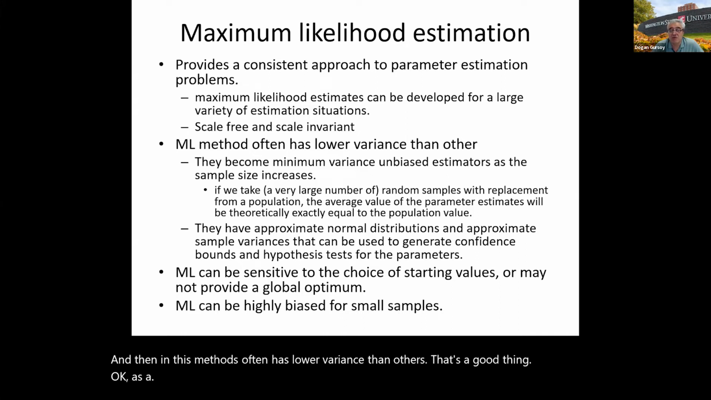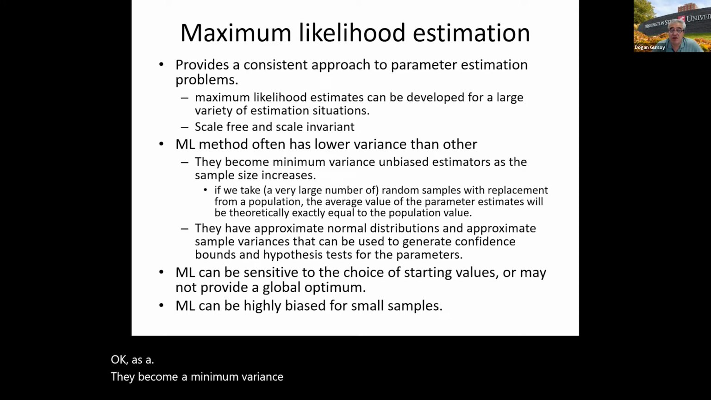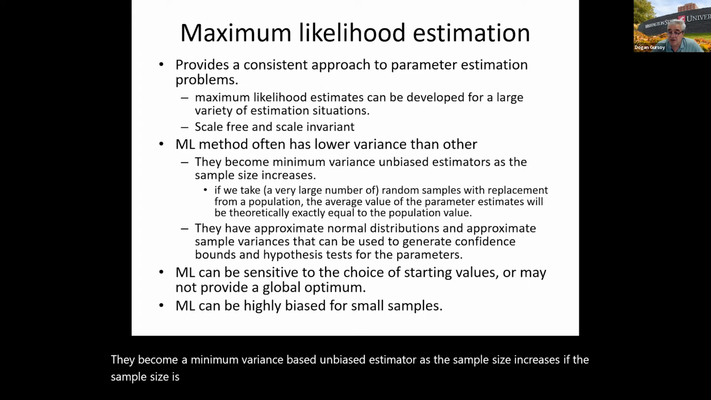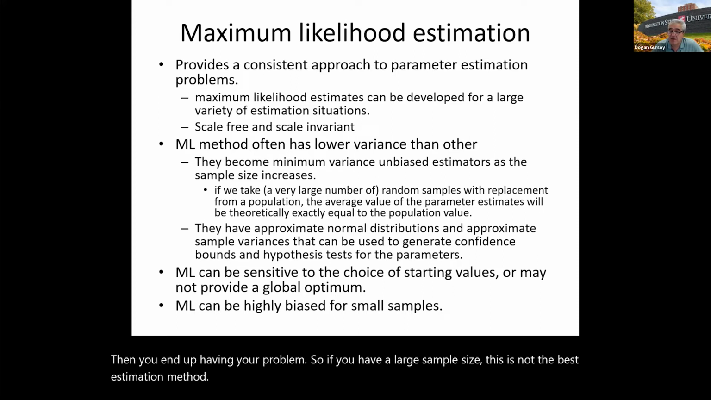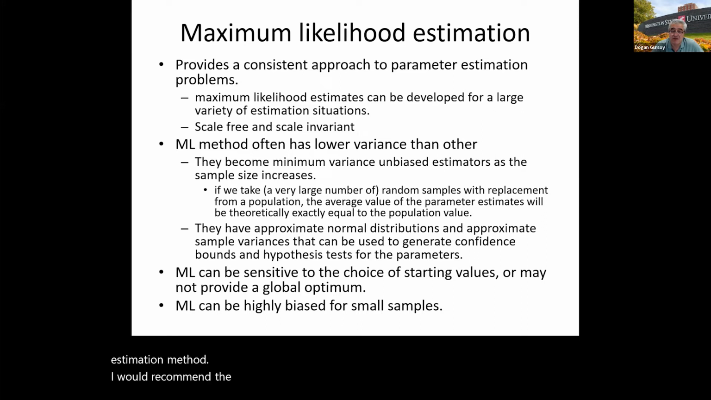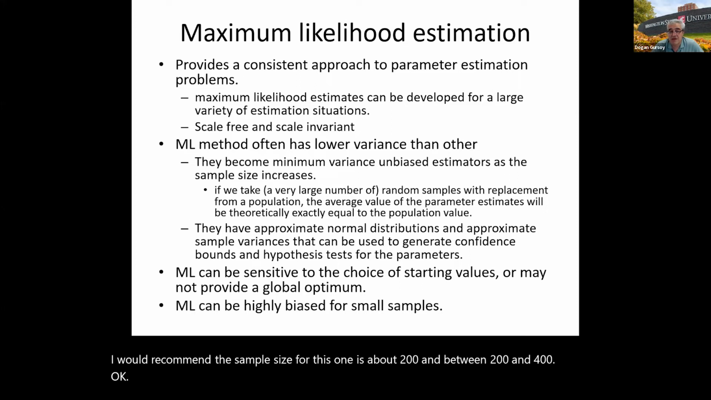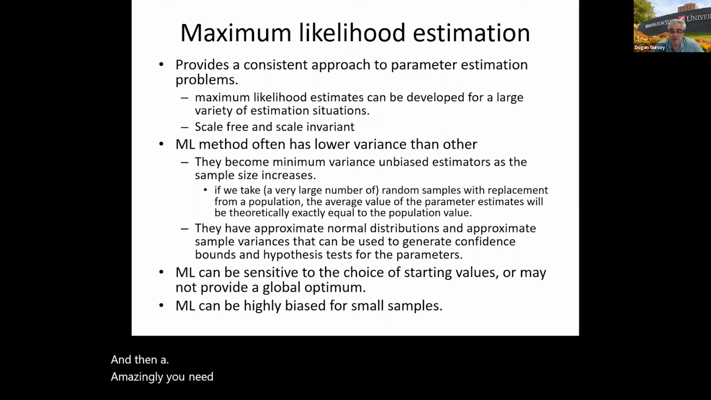They become a minimum variance, basically an unbiased estimator, as the sample size decreases. If the sample size is large, then you end up having a problem. So if you have a large sample size, this is not the best estimation method. The recommended sample size for this one is between 200 and 400. And basically you need to have a normal distribution.